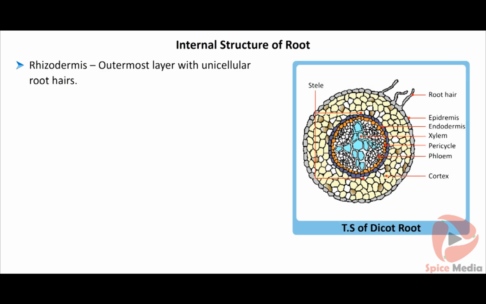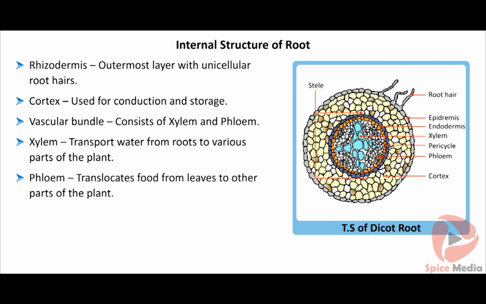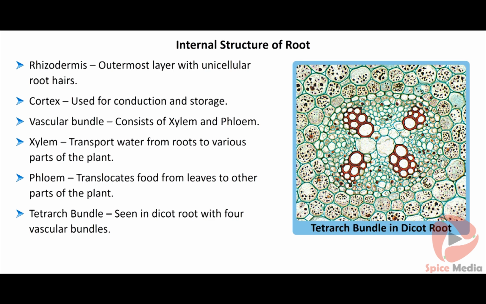The outermost layer of the root is called rhizodermis, which gives rise to unicellular root hairs. Cortex is the next layer, which is meant for conduction and storage. Vascular bundle consists of xylem and phloem. The xylem vessels transport water from roots to the various parts of the plant. The phloem translocates food from leaves to other parts of the plant.